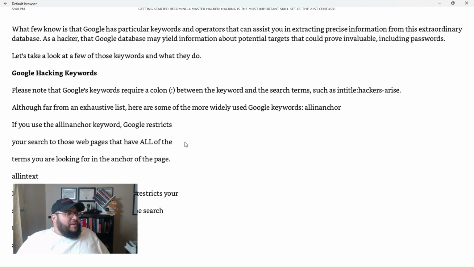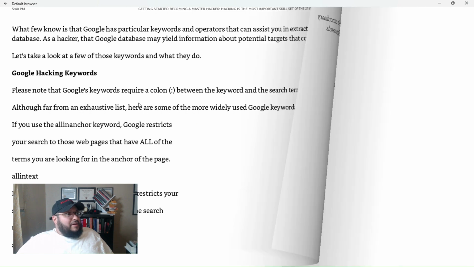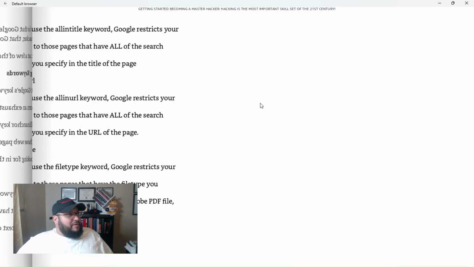If you use the inanchor keyword, Google restricts your search to those web pages that have all the terms you're looking for in the anchor of the page. Intext: if you use the intext keyword, Google restricts your searches to those pages that have all the search terms you specify in the text of the page. Inanchor, intext, and then put a little description of what it does.